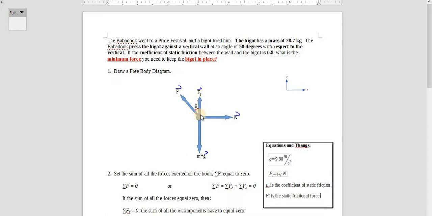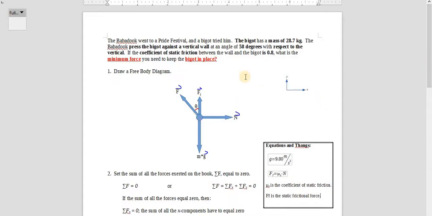It's in a positive y direction. Then we have, of course, gravity going in the negative y direction. And then we have the normal force, which is a force exerted by the wall onto the bigot. The direction of the normal force is perpendicular to the surface that's exerting the force.